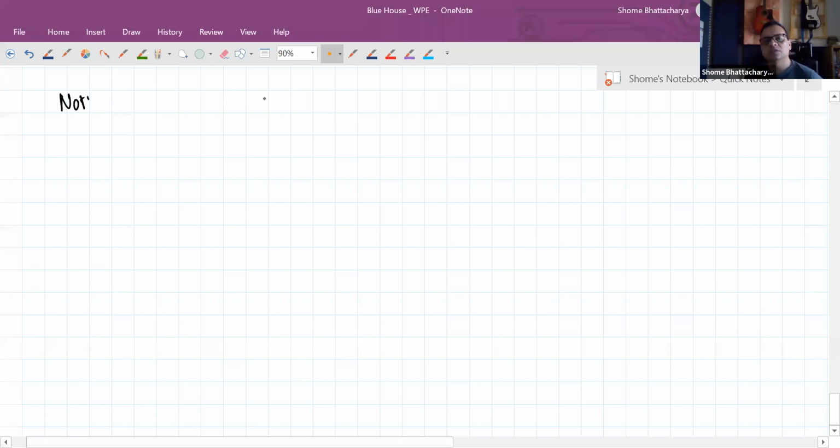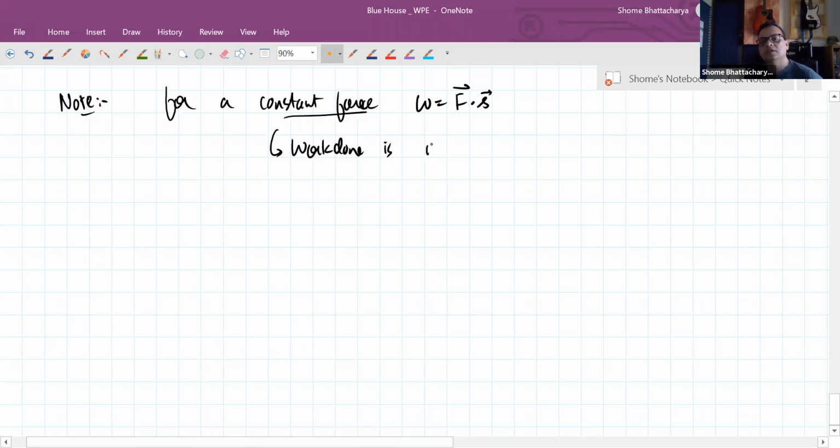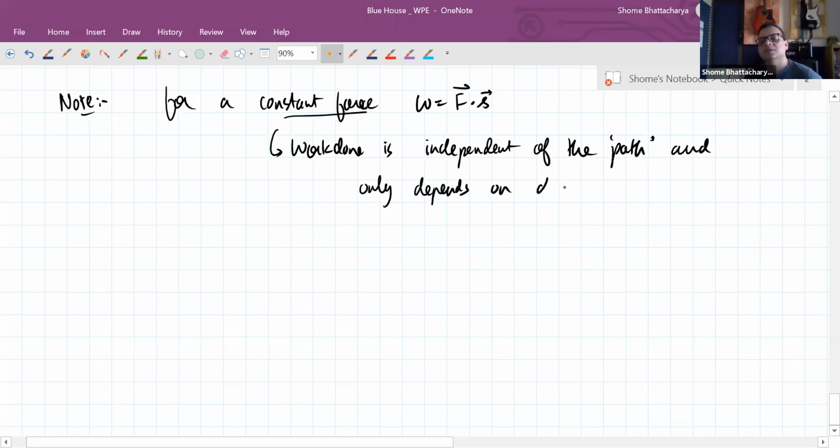And along with this, what also becomes very important is the fact that for a constant force, with work done being defined as F dot S, the work done for a constant force is independent of the path and only depends on displacement S. Okay, so let me explain this.